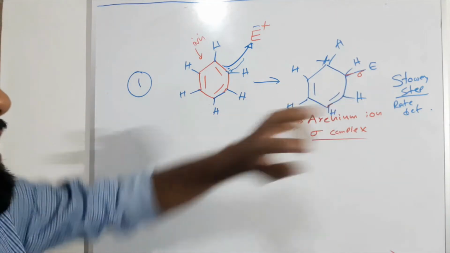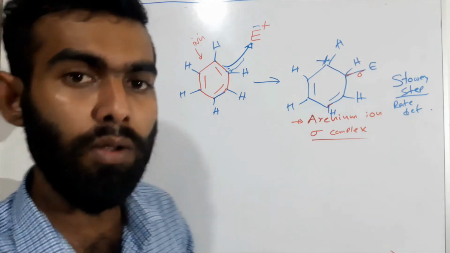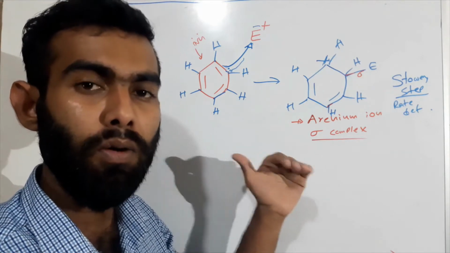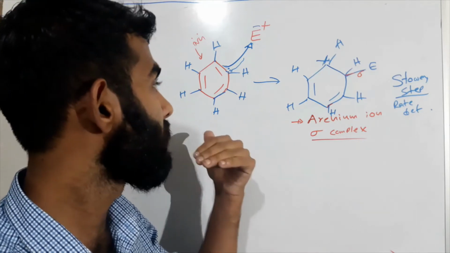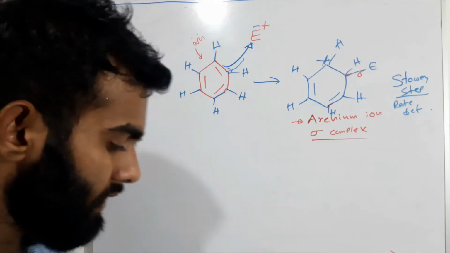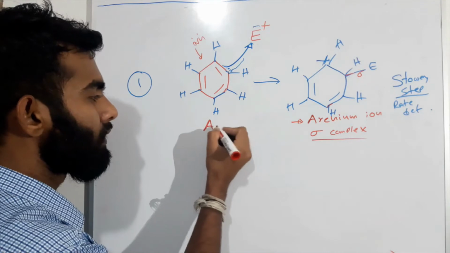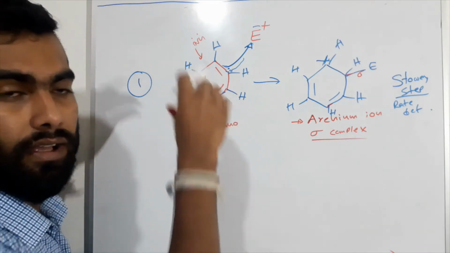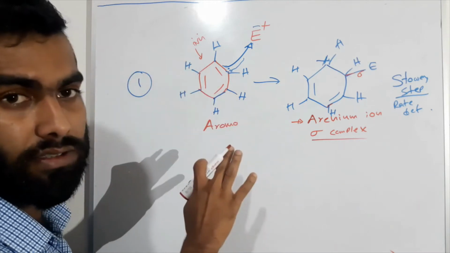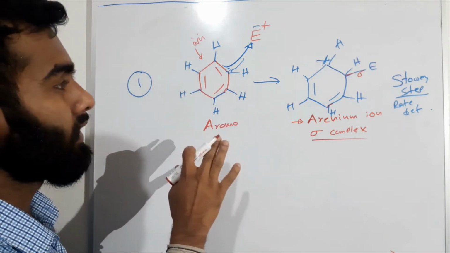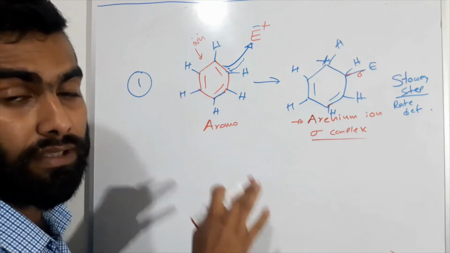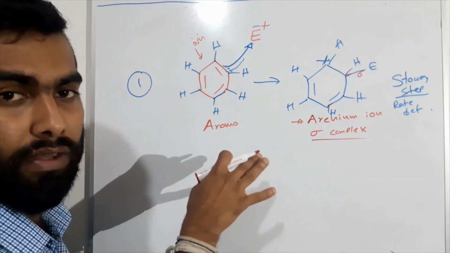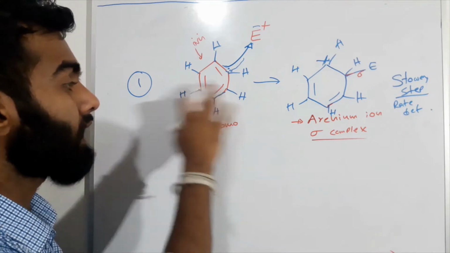So what happened here? This benzene loses one of its pi bonds. So now what has happened to the aromaticity? Here we know that benzene is a good aromatic compound because it is planar and the ring structure is cyclic. Every carbon is sp2 hybridized and all are fully conjugated, forming a closed pi-electron ring, and it obeys the Huckel rule. So it is an aromatic compound.